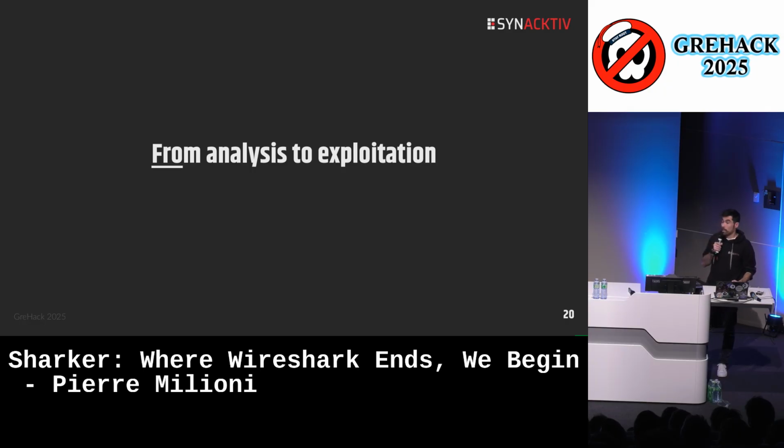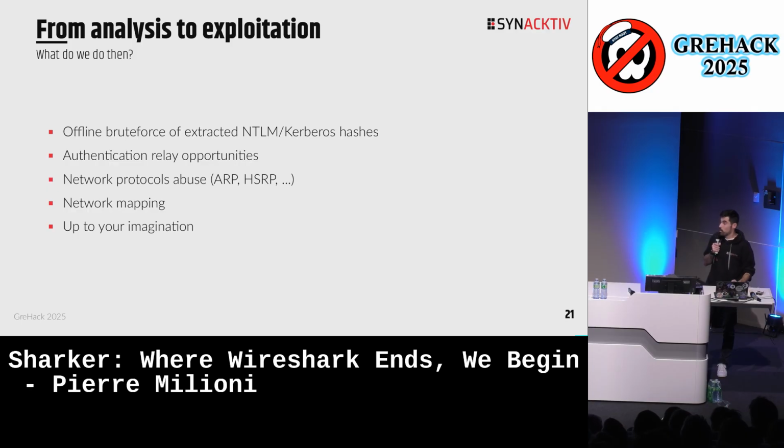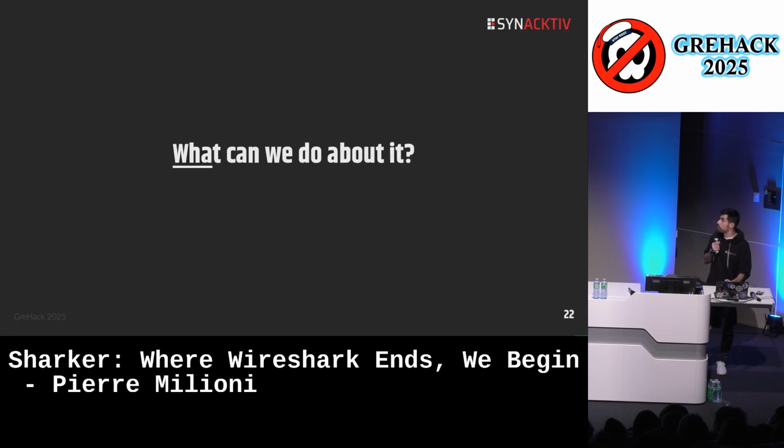Now, quickly, what do you do from there? Well, you can start brute forcing offline the hashes that were generated. You can start relaying authentication, especially on MS SQL Server, unless there is channel binding. Then you can start abusing protocols that you identified. You can improve your knowledge about the network. It's really up to your imagination at that point.